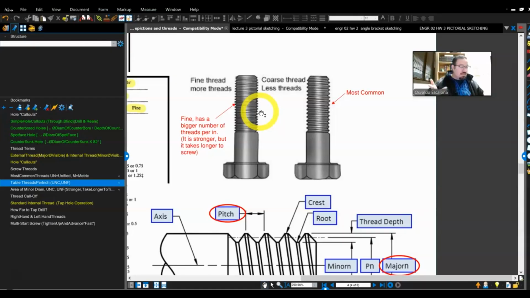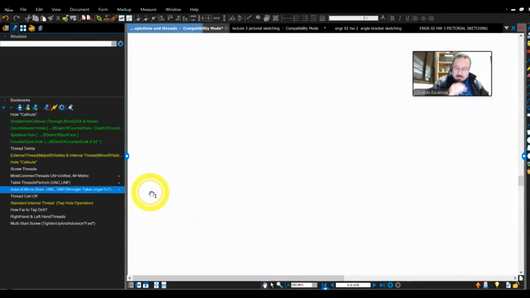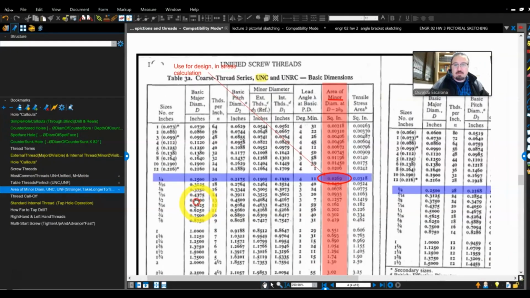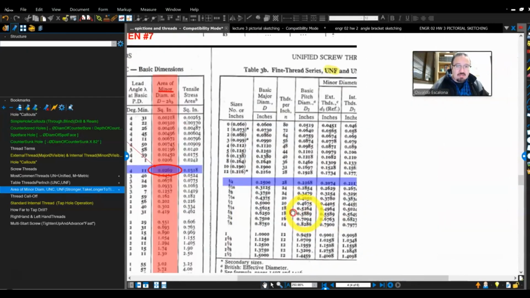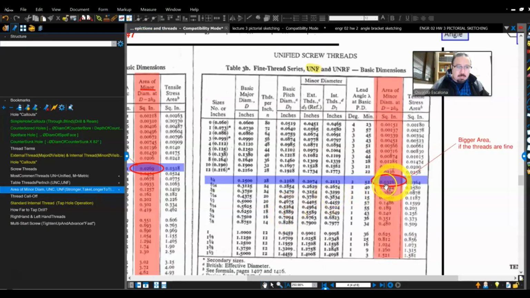And then you are asking yourself, okay, Professor, you're telling me that you have two different types of threads. When do we need two different types of threads? Well, let's think about it. Here I have a table, which is coming from the machining manual, which tells you that depending on your bolt, in this case I'm looking at the quarter inch, for example, and I'm looking at the area: for the coarse thread I have 0.0269 square inches, and for the fine thread I have 0.0326 square inches. So you have a little bit more area on the Unified National Fine.